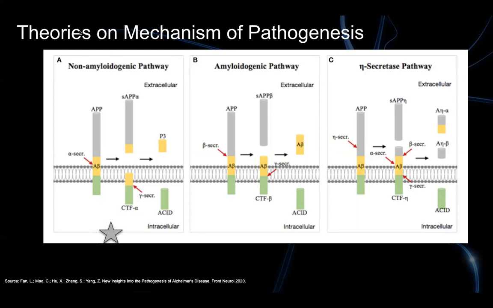So the first one here is the non-amyloidogenic pathway, which produces neuroprotective elements, such as this C-terminal fragment alpha. These get embedded in the plasma membrane and can be neuroprotective.